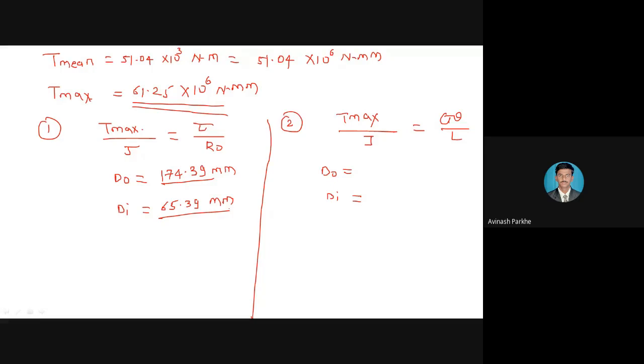And then use the second formula: T max upon G is equal to G theta by L. The value of G is given. Theta is converted to radian; take the radian value only. Length is converted from meter to mm. Those who have finished the first calculation, move to the second type and tell me the answer for the second condition based on the angle of twist.